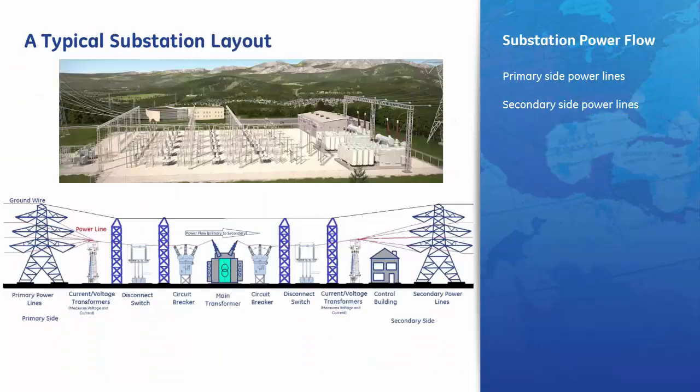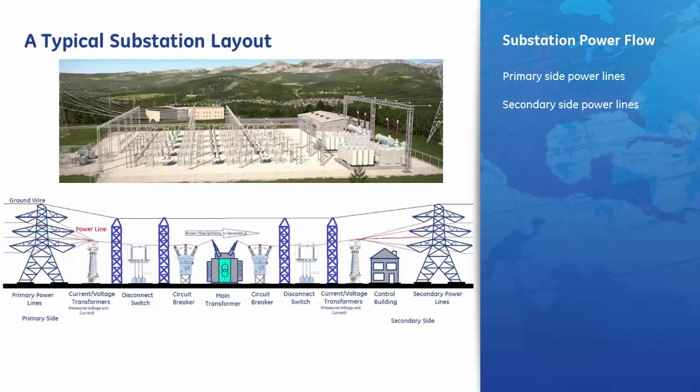So to show you this typical AIS substation layout, from left to right, let's consider that the left is the primary side and the right is the secondary side. In the primary side, you can see the primary power lines, the ground wire, the overhead lines, the transformer for measuring of voltages, disconnect switches, circuit breakers. This is on the primary side.